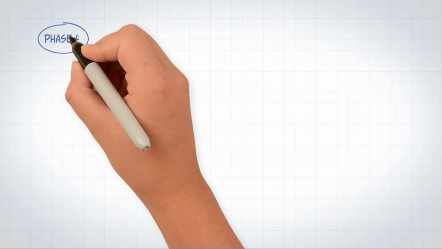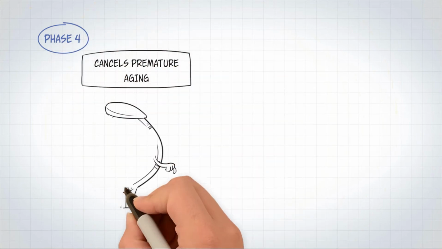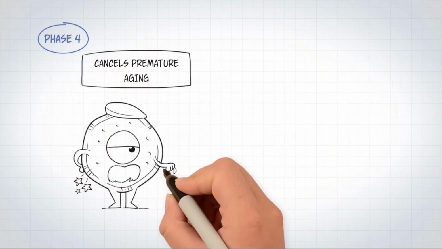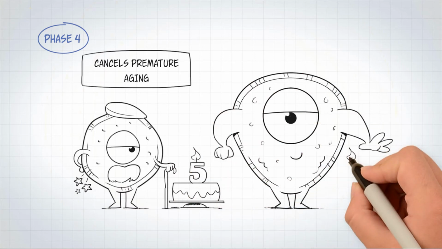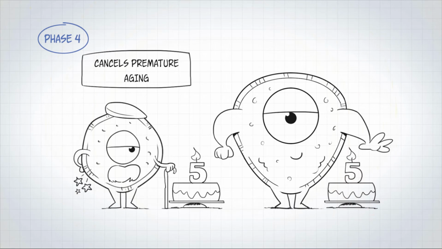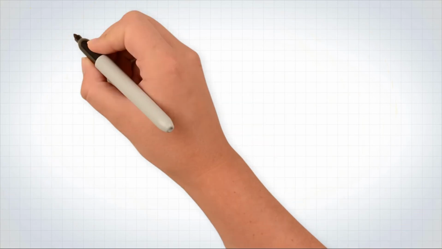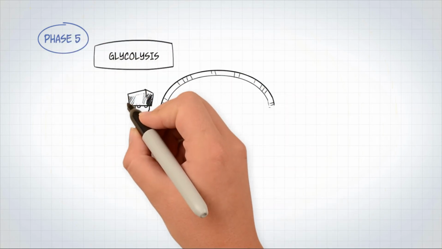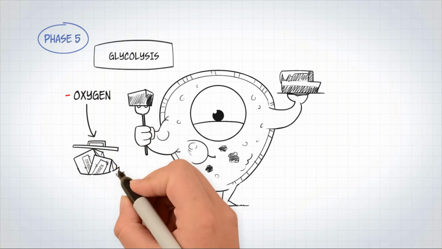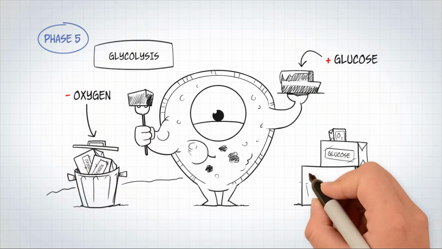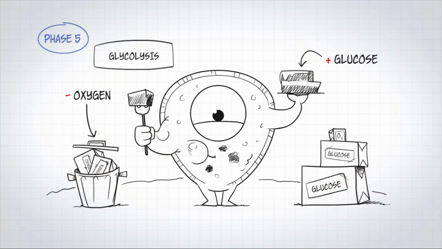Phase 4. Another feature that the cell manages to gain through mutation is an ability to prevent premature aging. A cell will do this by producing telomerase, the enzyme that repairs telomeres. In other words, the cell will become immortal. Phase 5. We now have a cell that can multiply uncontrollably. To maintain this, it needs to find a way to feed using a different metabolism than a normal cell. It will start to use less oxygen and more glucose.